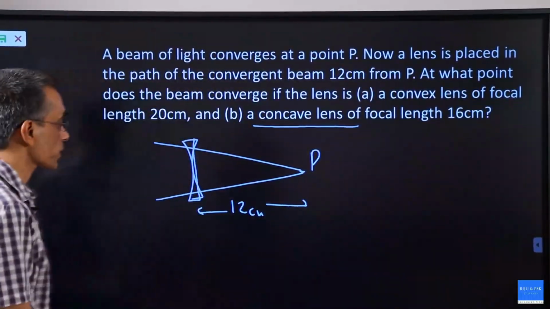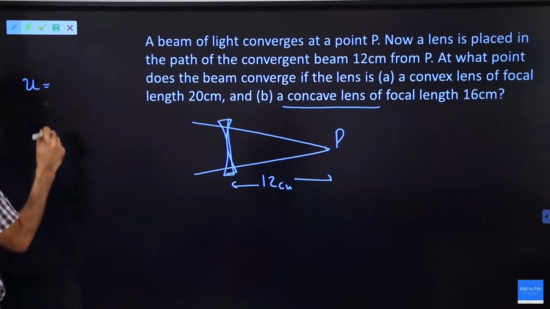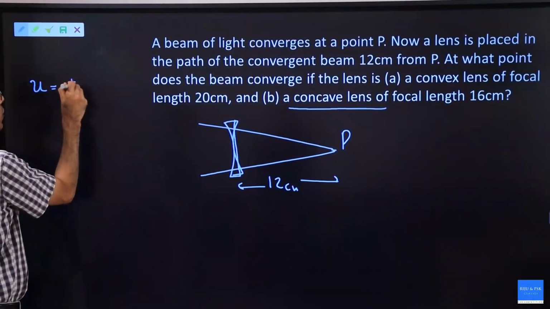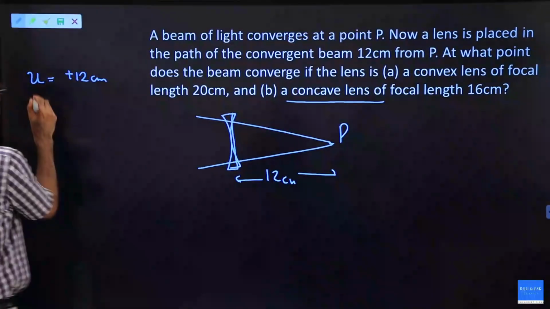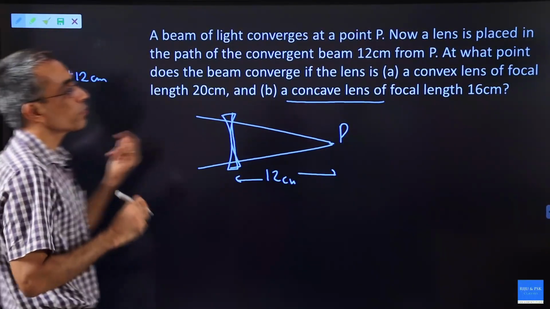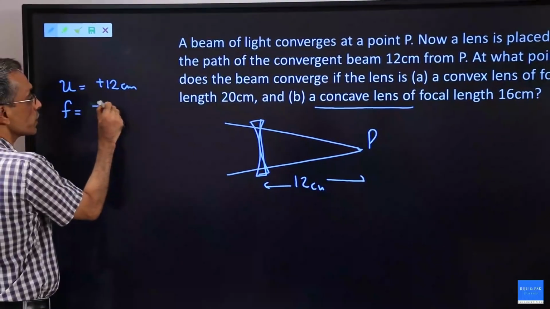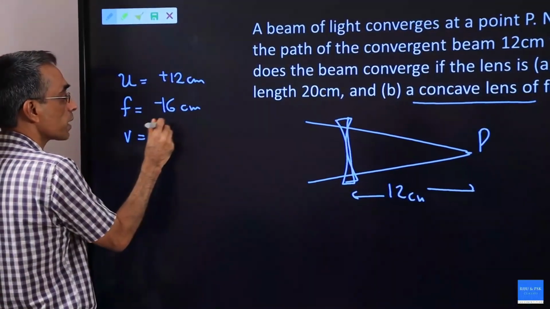Let us work out. First of all, what is the object distance? The object for the lens is the first image, that point, that is plus 12 in the direction of the light. And what is the focal length of the lens given? Focal length is given 16, but understand that this is a concave lens, so it's minus 16 centimeter. And the image distance should be calculated.